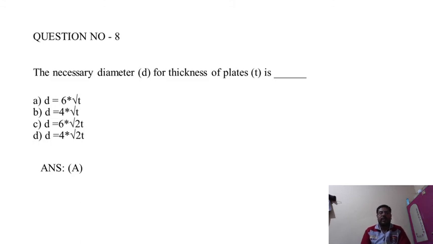Option A, D is equal to 6 into root of T. Option B, D is equal to 4 into root of T. Option C, D is equal to 6 into root of 2 times T. Option D, the diameter of rivet is equal to 4 times root of T. So your correct answer is option A, D is equal to 6 into root of T.